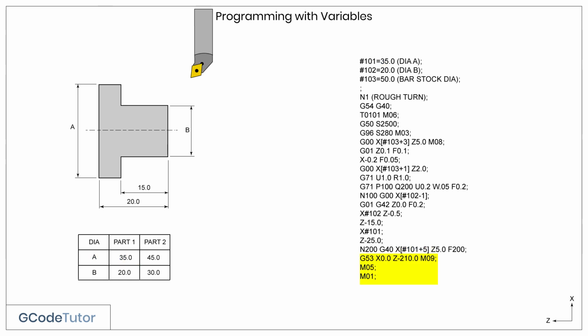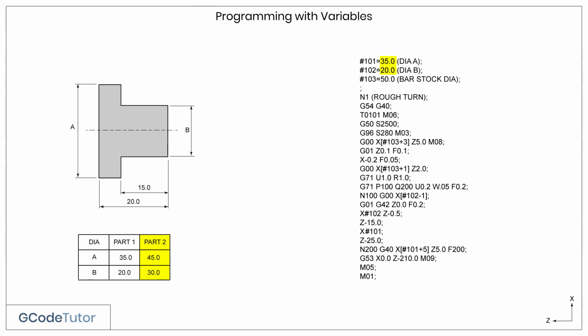Now finally, we take the machine back to its home position, turn off the coolant, stop the spindle, and add an optional stop, so in case the operator needs to check anything at this point. So that's the program written for part one.